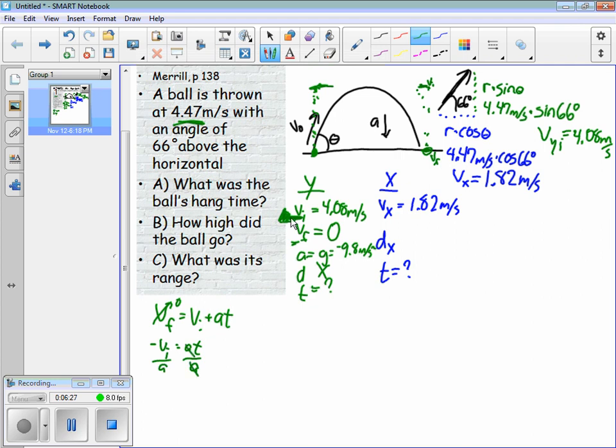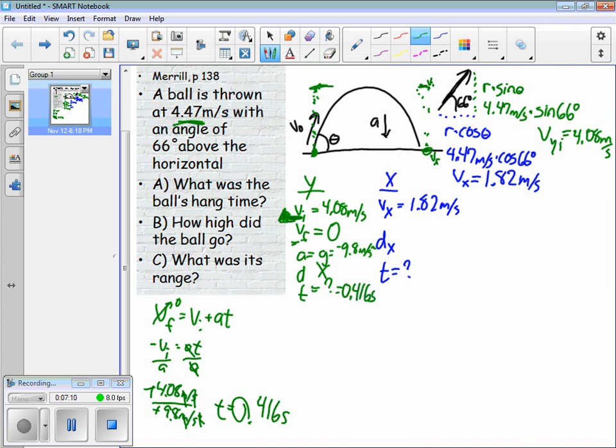and I can just plug in, and I've got negative 4.08 meters per second divided by negative 9.8 meters per second squared. And notice all sorts of things are canceling out, including the negative signs. Look at that. Okay, and in that case, I'm going to have the time on just the one direction of the one trip of 0.416 seconds.